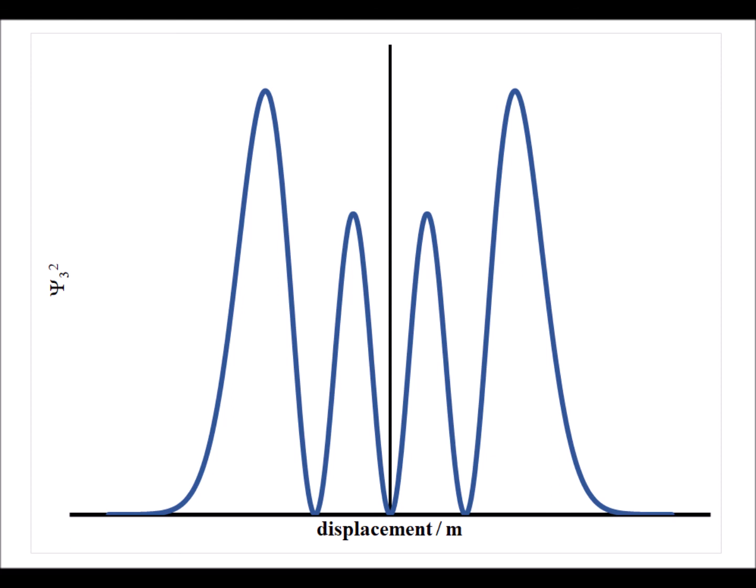So we see as the quantum number n gets bigger and bigger, the probability density of the quantum harmonic oscillator begins to approach more closely the probability density that we would get for a classical harmonic oscillator.